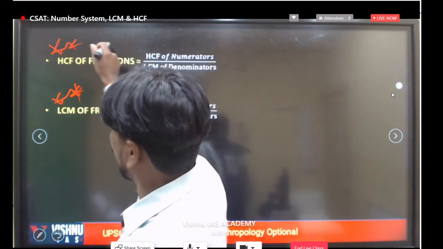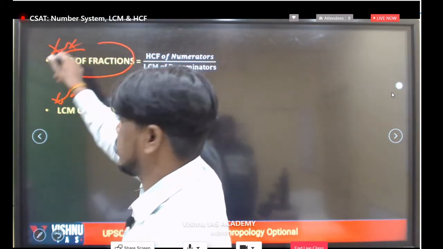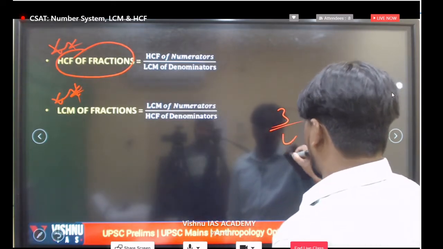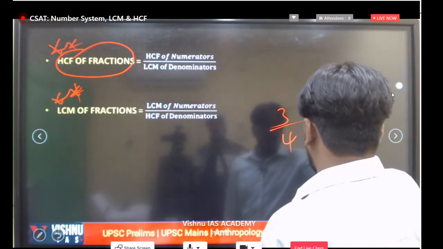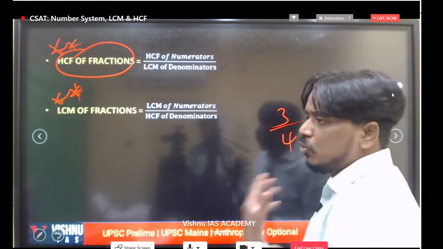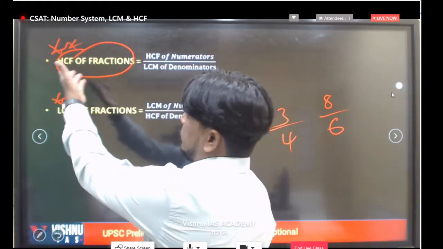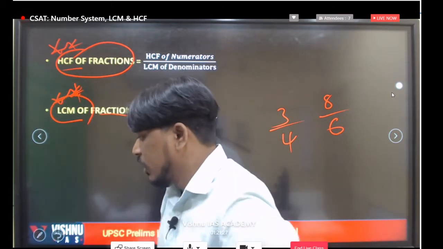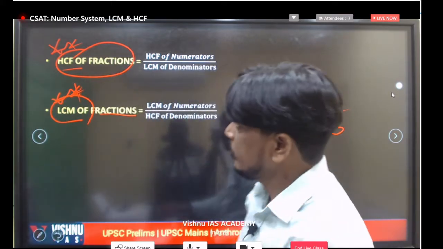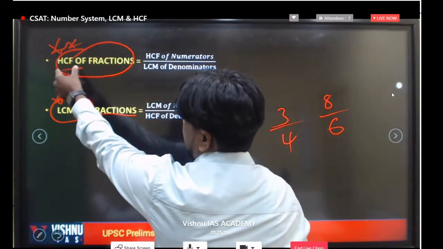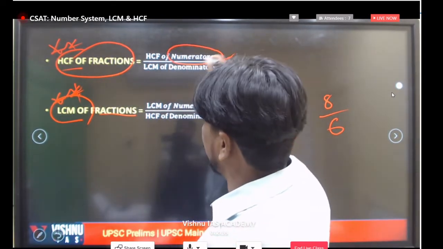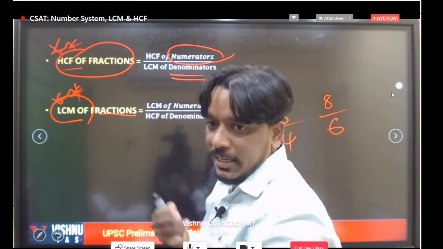If you want to find out the HCF of a fraction, if you have 3 by 4 or any number you take, so 8 by 6 or whatever you have, how to find out? For fractions, how to find HCF, and for fractions, how to find LCM, you have to understand that. Clear? So HCF of a fraction is HCF of the numerators by LCM of the denominators.